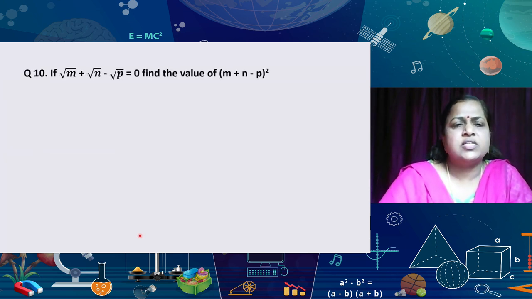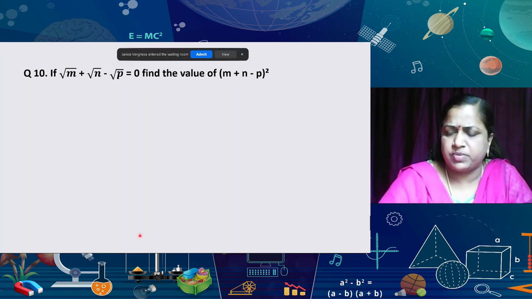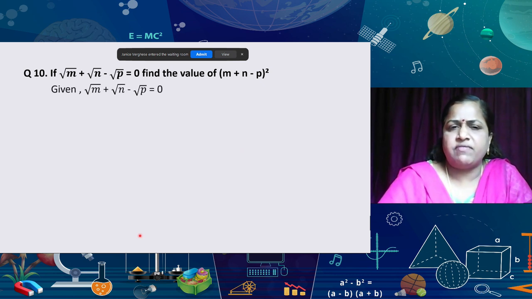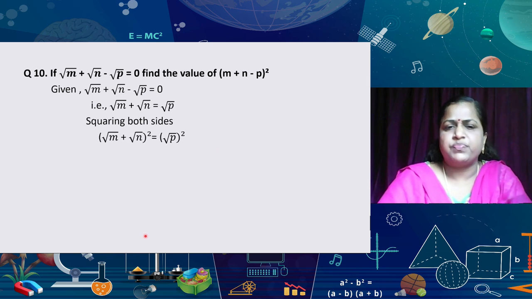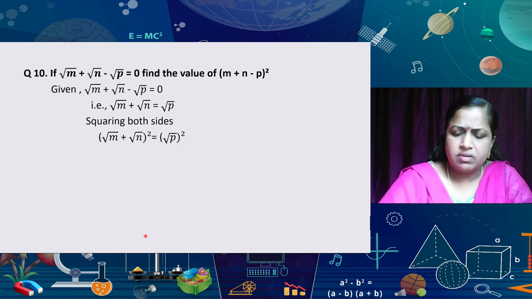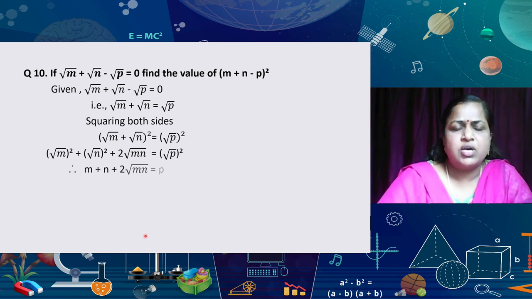Now the last part is, if root m plus root n minus root p equal to 0, find the value of m plus n minus p the whole square. Here we are given root m plus root n minus root p equal to 0. So we can take root p on the right side, root m plus root n equal to root p. Squaring both sides, we get root m plus root n the whole square equal to root p the whole square. That is a plus b the whole square, a square plus b square plus 2ab equal to root p the whole square. Root m the whole square is m, root n the whole square is n, 2 root mn equal to p.